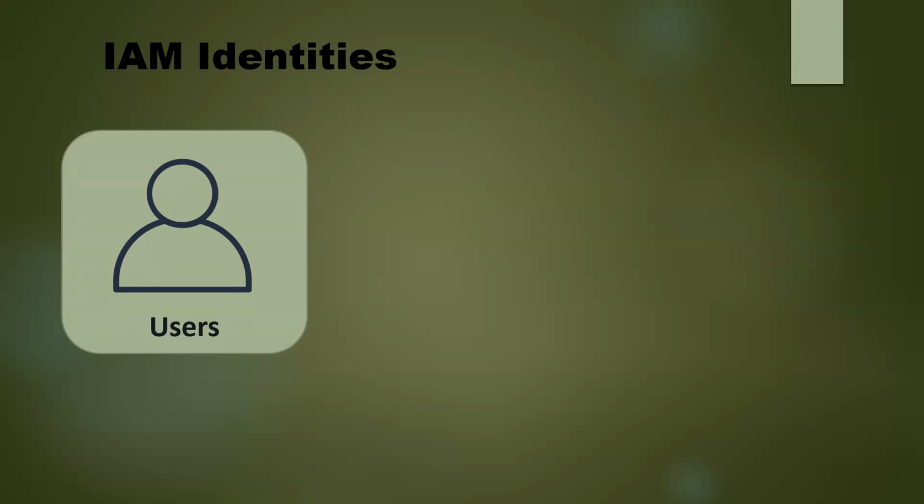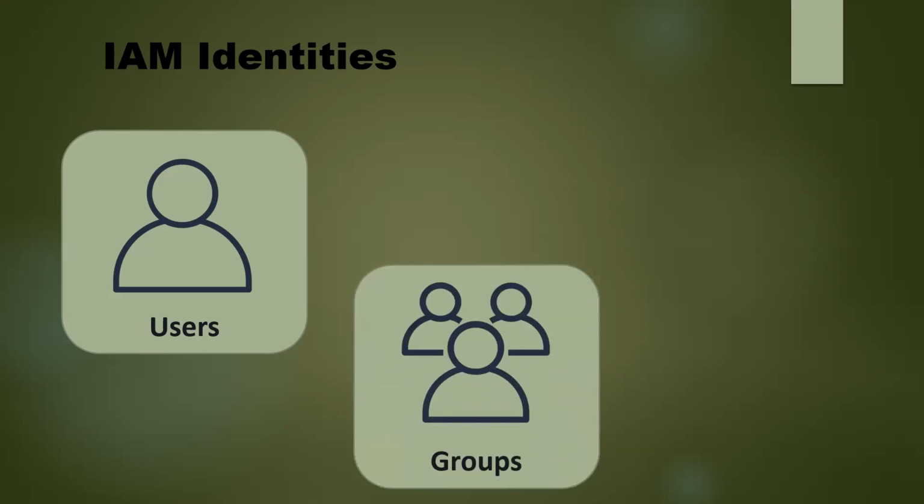Let's say you have a group of users whom you want to give identical permissions. That's where the second type of identity comes into the picture, which is called groups. You will still need to create individual users. However, later on, you can group them and assign permissions to the group rather than assigning permissions to an individual, which is not the optimal way of doing this.